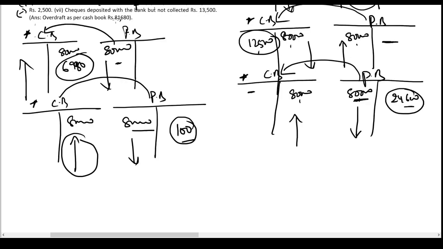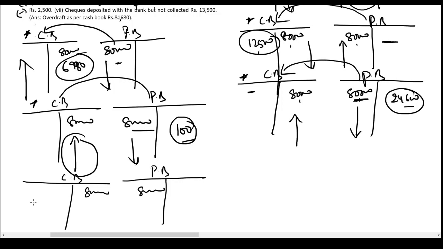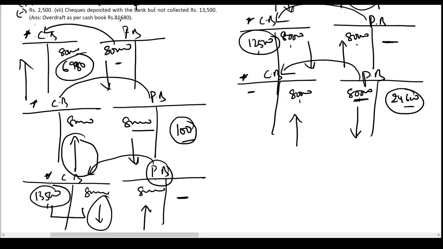Checks deposited with the bank but not collected 13,500. Checks deposited but not collected. It has been recorded in the cash book, but the credit has not happened in the passbook. So cash book balance will reduce, passbook balance will be more. What should I do to the passbook to make it equal to cash book? I have to reduce the passbook balance by 13,500.